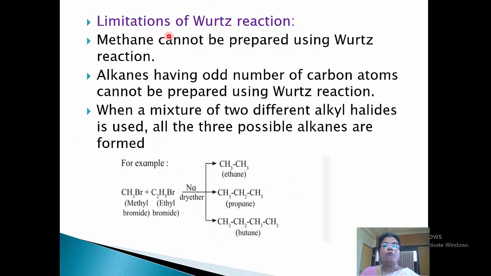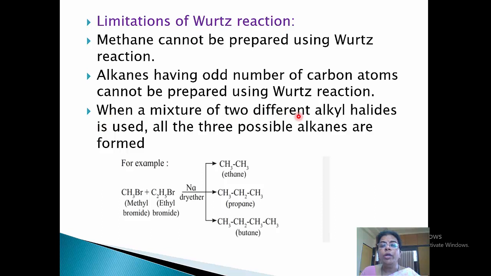Now limitations of Wurtz synthesis. We cannot prepare methane using Wurtz synthesis or Wurtz's reaction. Methane cannot be prepared using Wurtz's reaction. Second limitation, alkanes having an odd number of carbon atoms cannot be prepared using Wurtz's reaction. Here we cannot prepare propane, pentane, heptane, nonane, etc. Now we are going to see an example to explain this limitation.